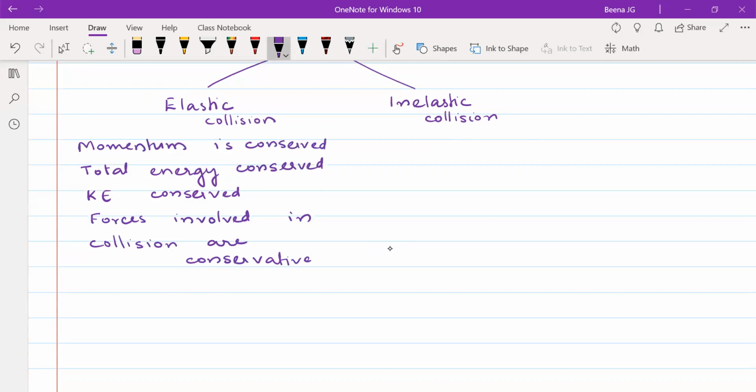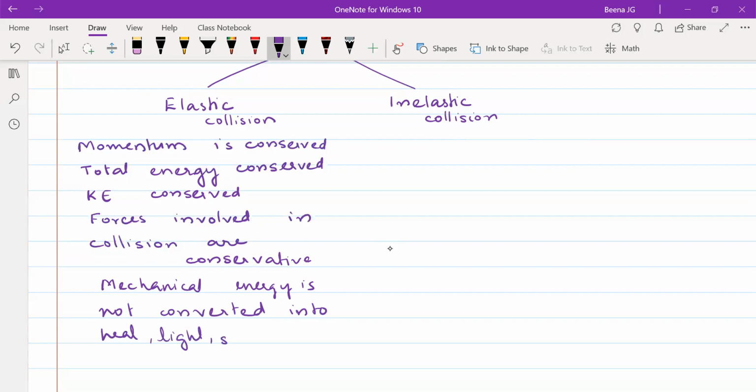And now here, the mechanical energy is not converted into heat, light, and sound, etc. So that can be the next characteristic. Mechanical energy is not converted into heat, light, sound energies, etc. So how many points have we done? One, momentum is conserved. Second, total energy is conserved. The third, kinetic energy is conserved. The fourth, forces involved in collision are conservative. And the fifth, mechanical energy is not converted into heat, light, sound energies, etc.